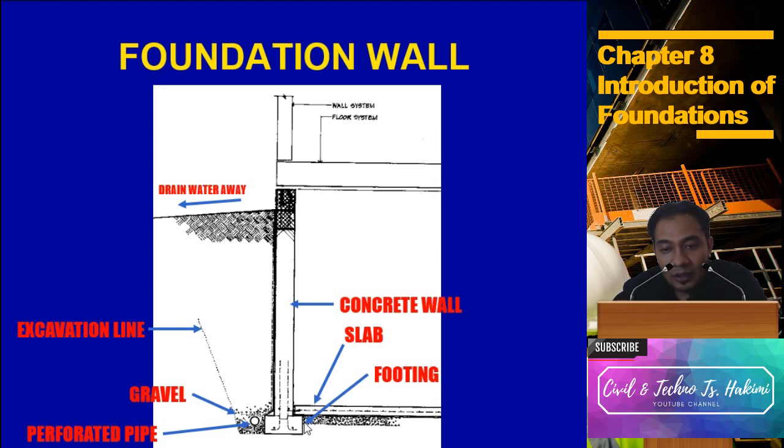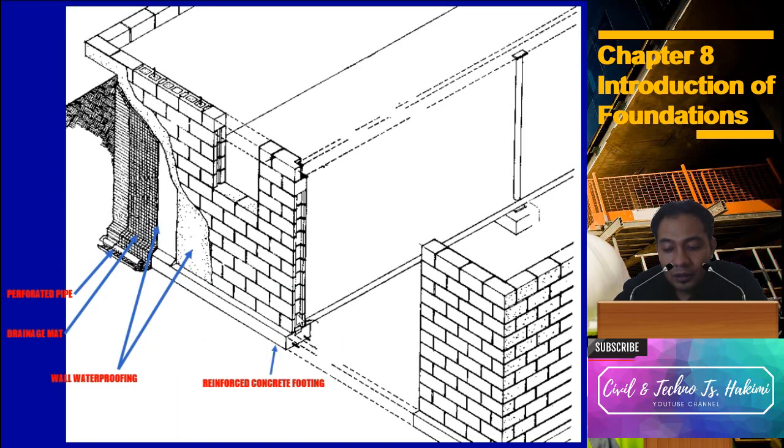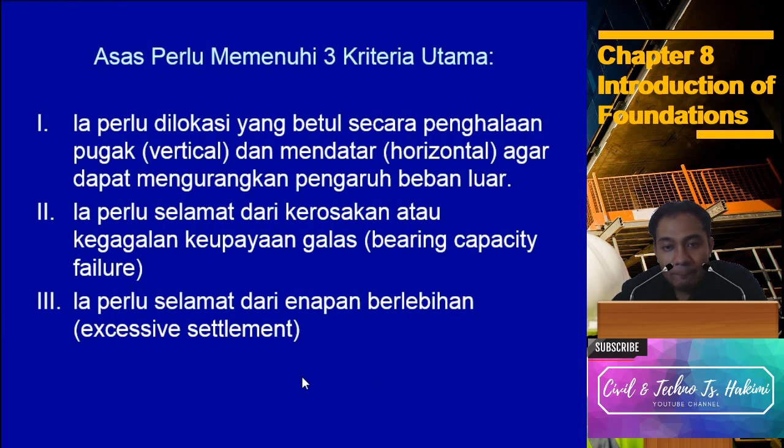This is slab, this is footing, this is concrete wall. This is also for the wall footing. This is the location of the pipe. This is drain mat. This is waterproofing. And then this is reinforced concrete footing.